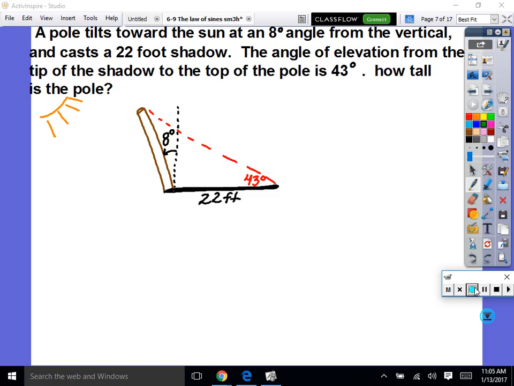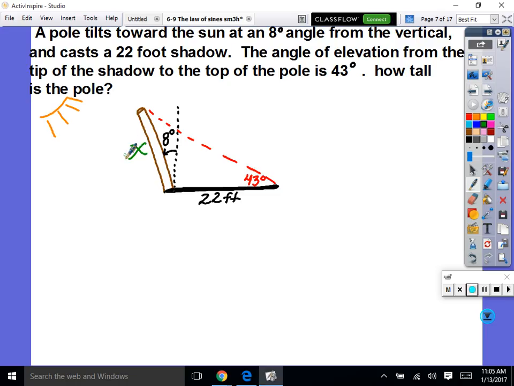So now it's not 90 degrees anymore. Does everybody see how now we're not dealing with a 90-degree triangle? It casts a 22-foot shadow. The angle of elevation from the tip of the shadow to the top of the pole is 43 degrees. How tall is the pole? So let's put our X here.